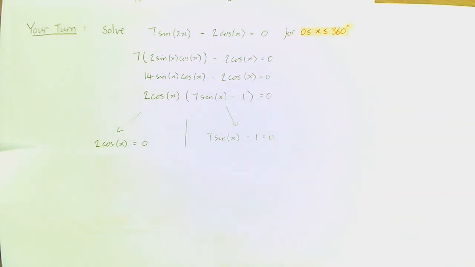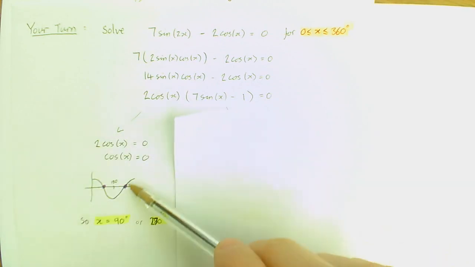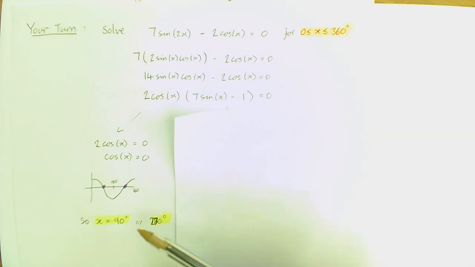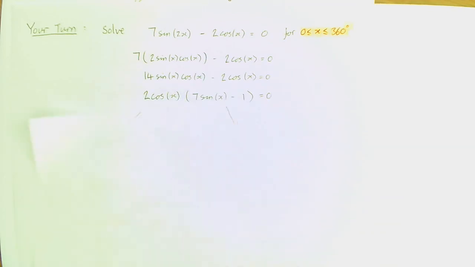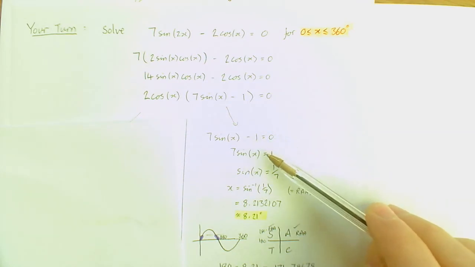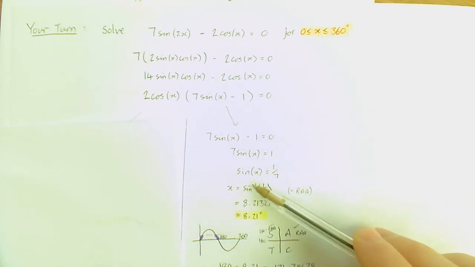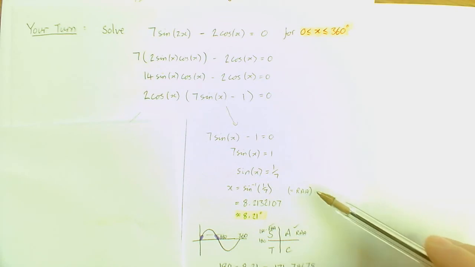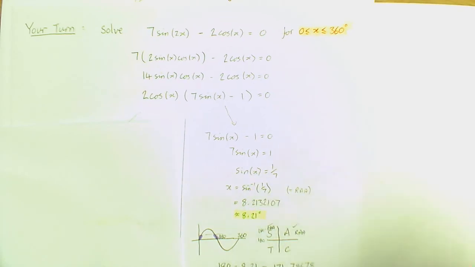Solving each of those, if we solve 2 cos x equals 0, it's exactly the same as what we had, same graph we had a minute ago. So our answers are 90 and 270. And the 7 sin x minus 1 bit, add the 1 to both sides, invert the sine. Our relative acute angle is the same as our x here because we're working with a positive number. That gave us 8.21.